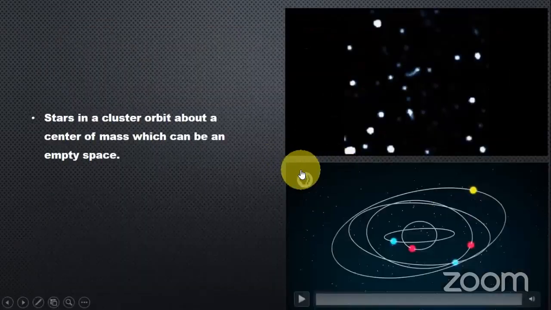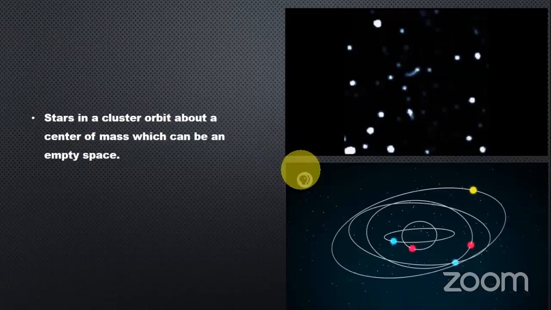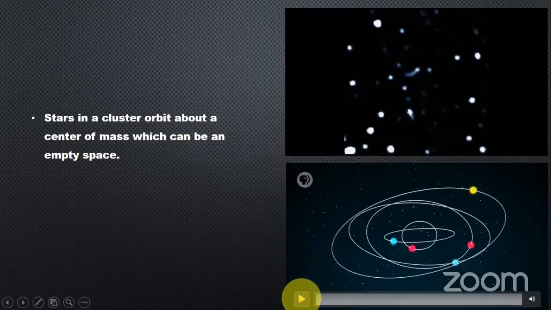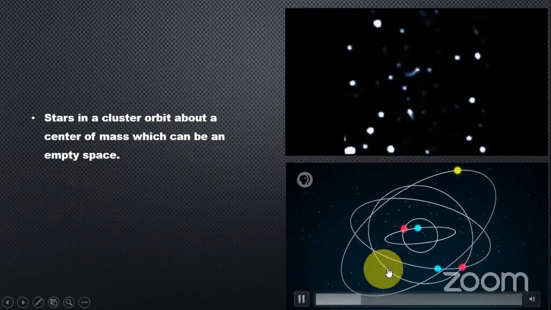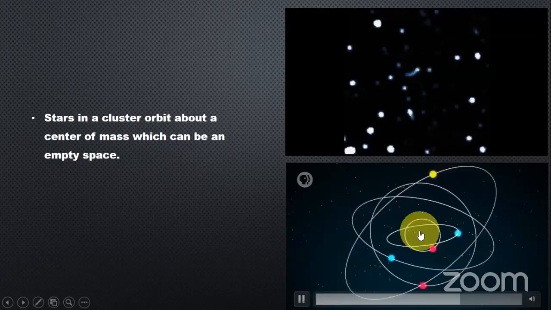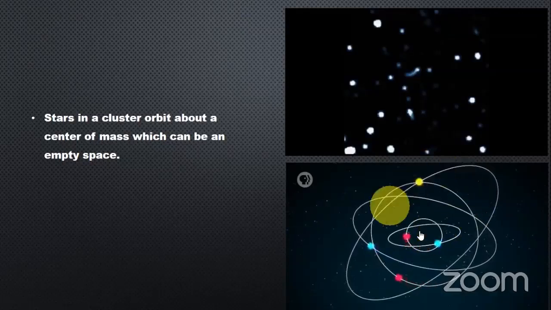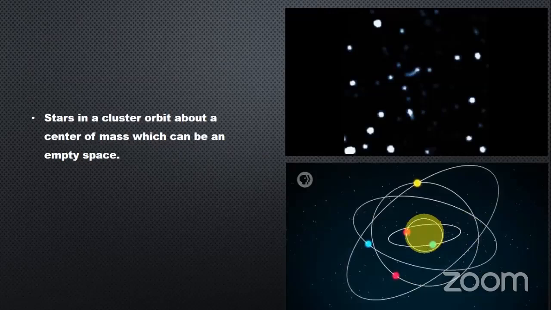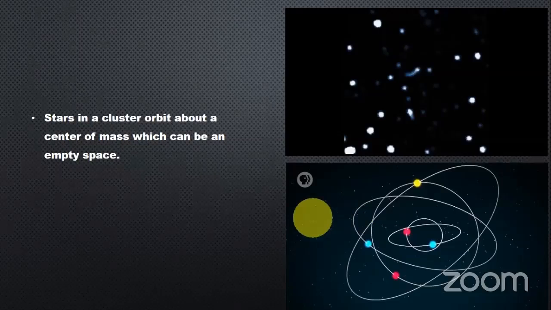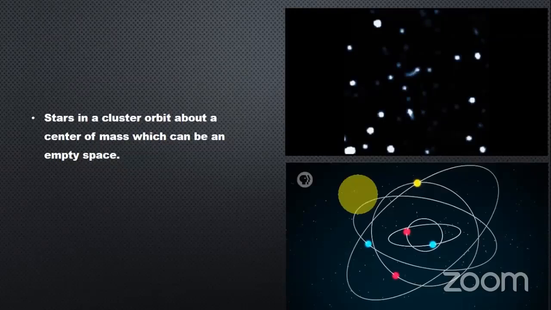Stars in a cluster orbit about a center of mass, which can be an empty space. Remember what I told you about double stars and multiple star systems? They orbit about a center of mass that is empty space. There mustn't be anything there. They are equally contributing to that center of mass. That is unlike our planets, which orbit about the Sun. The Sun is providing the gravitational force.